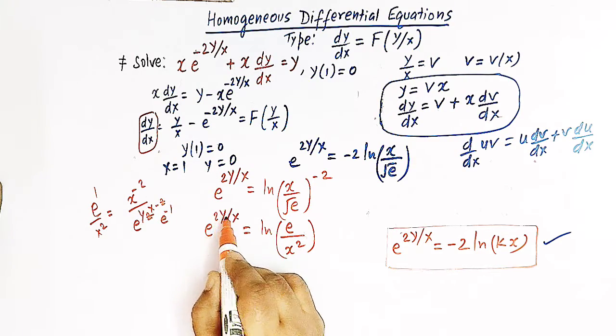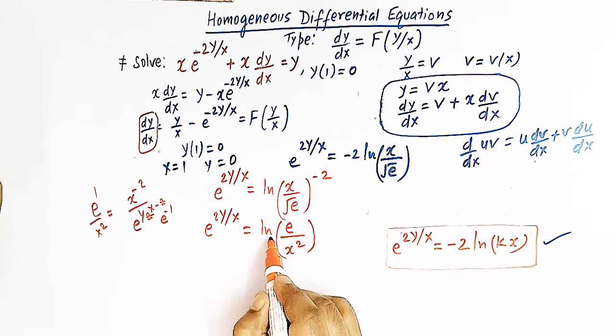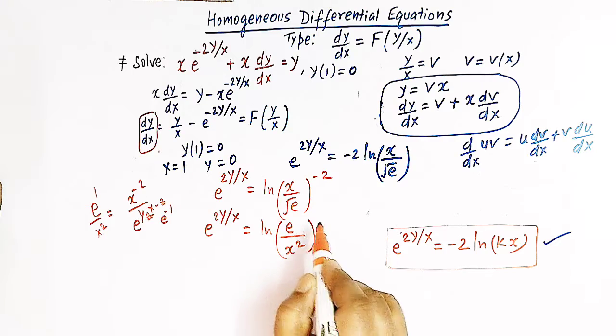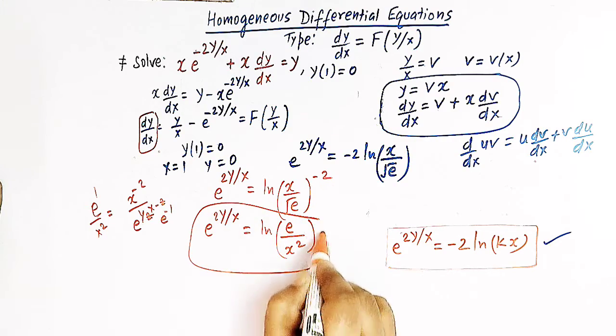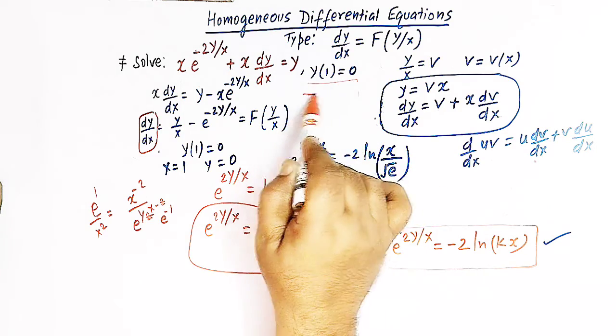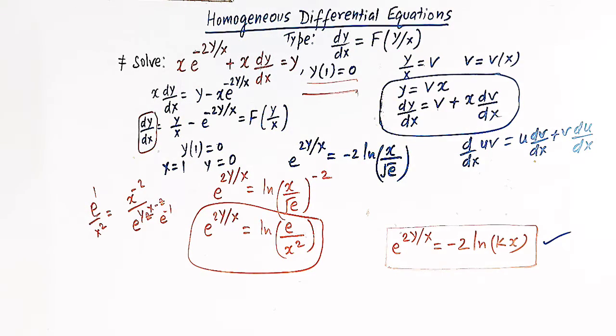So e raised to 2y over x is equal to the natural log of e over x square, which is the particular solution of this differential equation provided y of 1 is equal to 0.